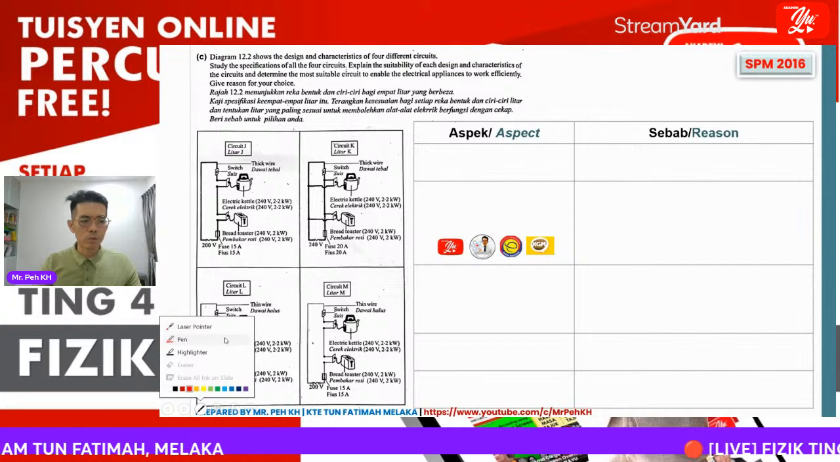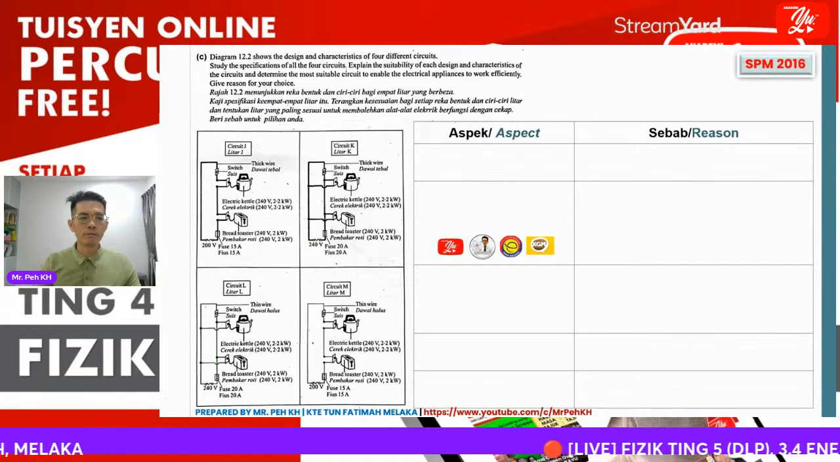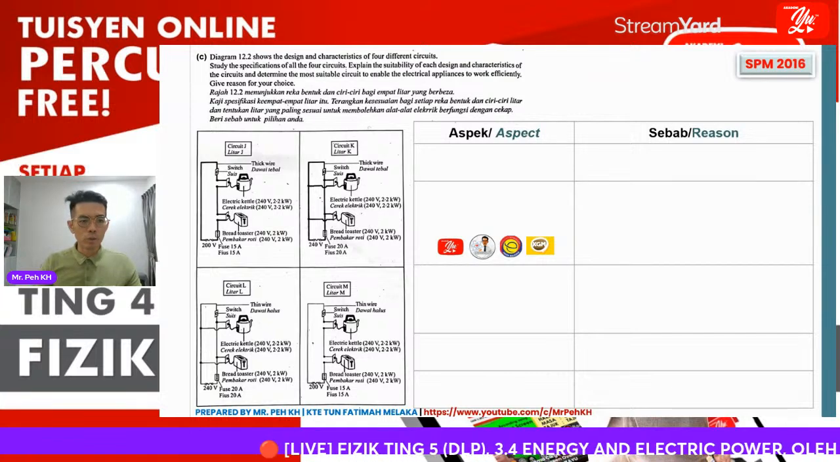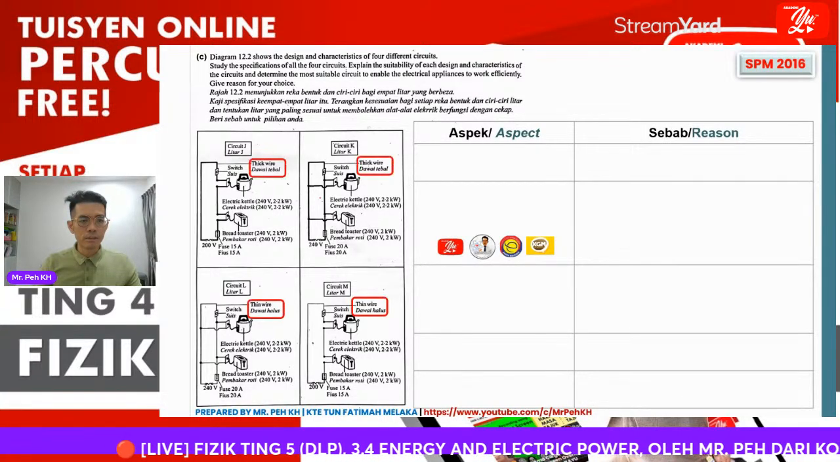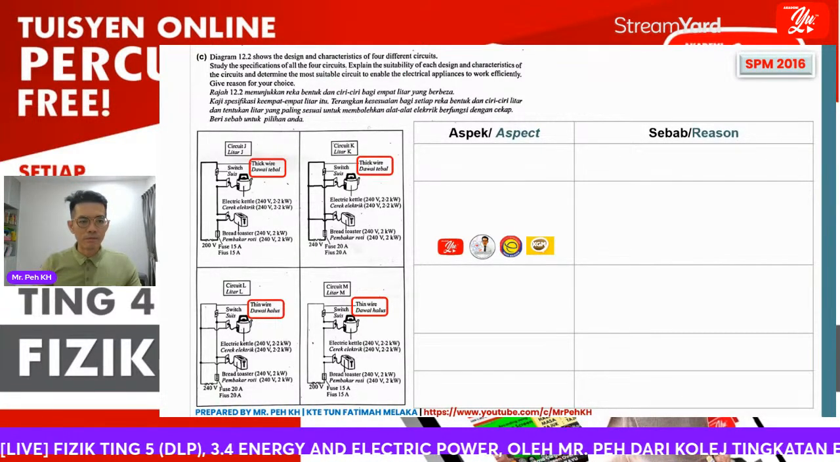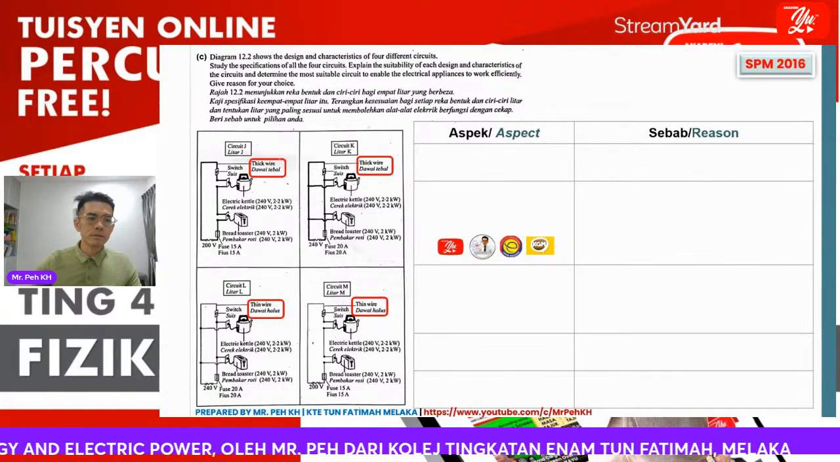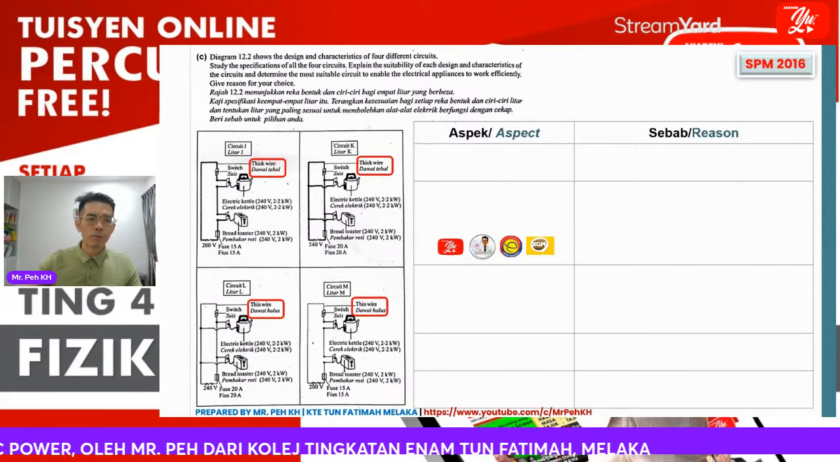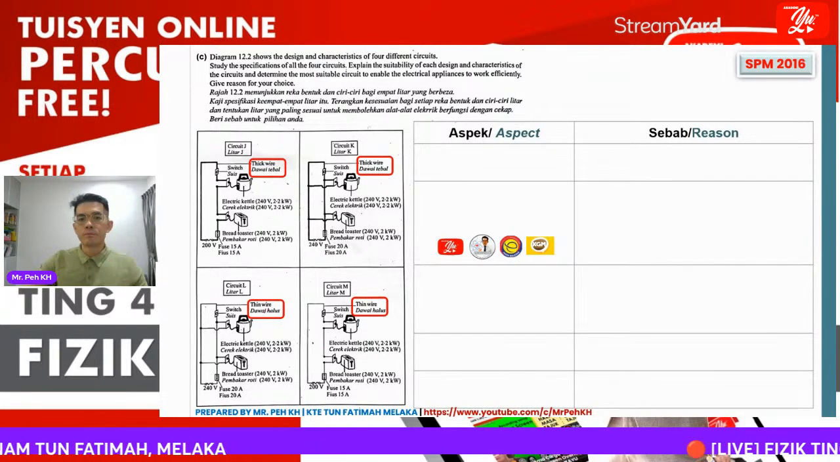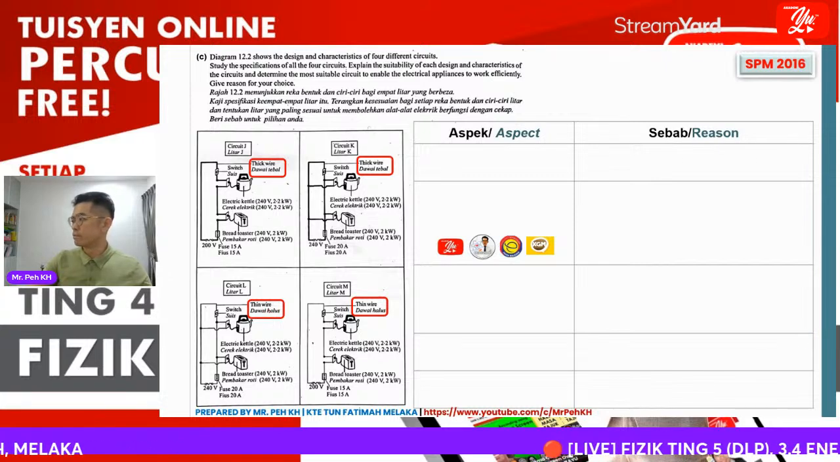Okay, so we need to observe what are the 4 differences between these 4 figures. Firstly, you can see that it's already labeled in the red box here. The wire: we have two types of wire, thick wire or thin wire. So which is a better one?